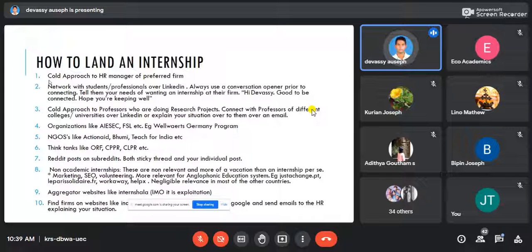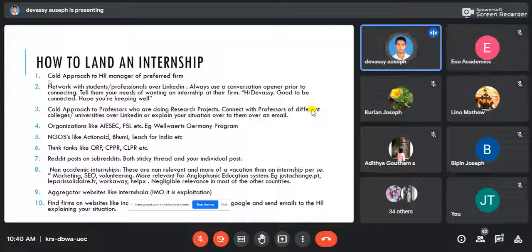Now there are non-academic internships. These are not relevant and are more of a vacation than an internship per se. But again, if you want to venture out into hospitality, tourism, and things like that, it's pretty good. For example, these internships would not help you in a strict sense of career, but it will help you set up a backpack, a hostel, or things like that. It will help you in the hospitality, tourism sector.